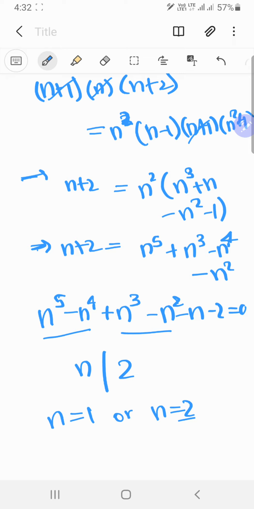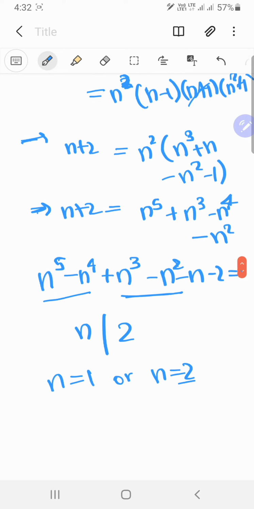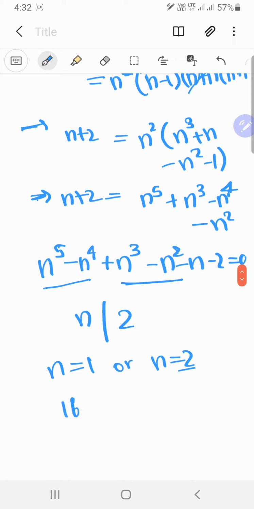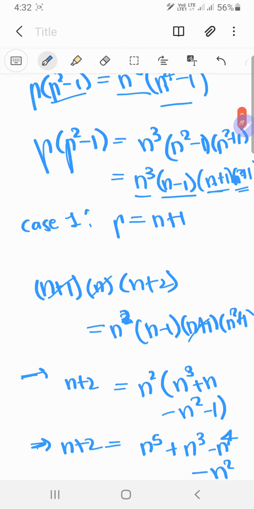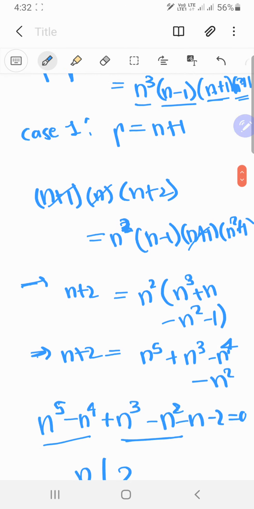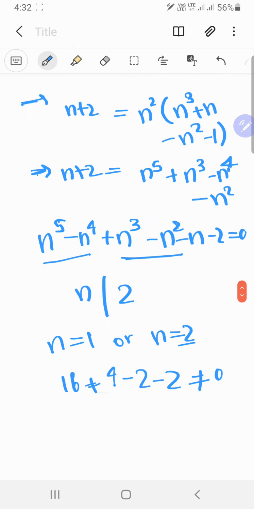N equals 2 gives n to the power 5 minus n to the power 4, which is the same as n to the power 4 times ... and this is n squared. Then n to the power 4 would be 2 to the power 4, which is 16, plus n squared, which is 4, and then minus n, which is minus 2, is equal to 0. Well, it's clearly not equal to 0, which means that case 1, where p is equal to n plus 1, is completely rubbish. It doesn't work at all.